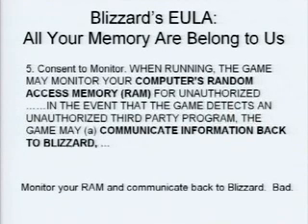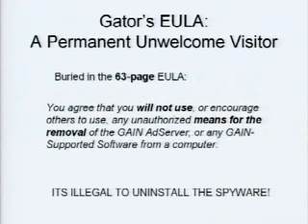So here's Blizzard's EULA. Your computer's RAM is monitored and will communicate information back to Blizzard. Here's Gator Corporation's EULA. Gator is a piece of spyware, by the way, and they have a 63-page EULA in their spyware. And it says that it is illegal for you to uninstall it.